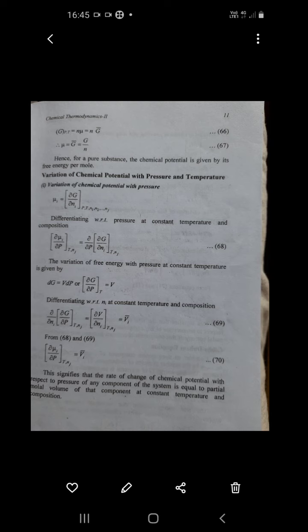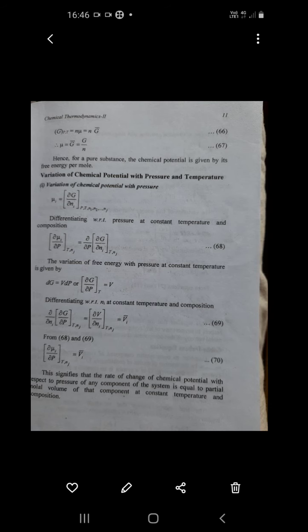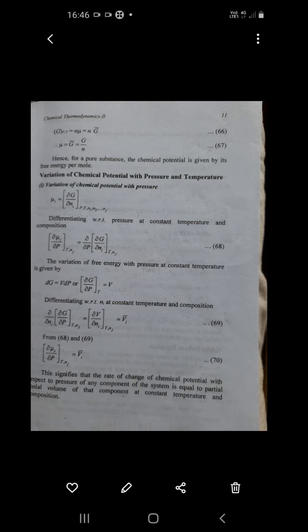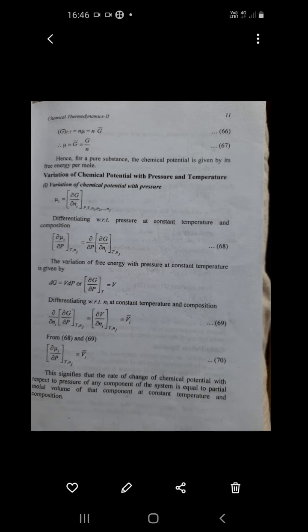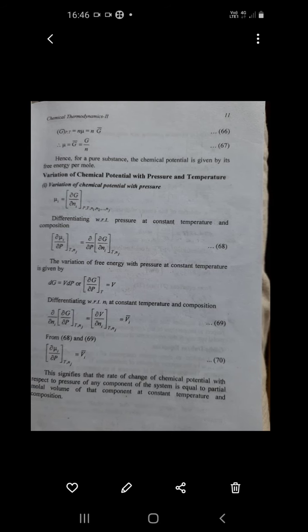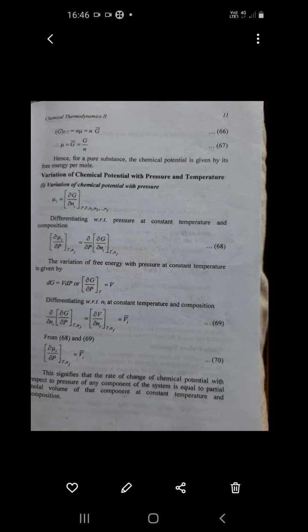Now differentiate with respect to Ni at constant temperature and composition. Then the equation can be written as ∂/∂Ni of (∂G/∂P) at constant temperature and number of moles of jth component is equal to ∂V/∂Ni at constant temperature and nj, which is equal to V bar i. So equations 68 and 69 tell us that ∂mu i/∂P at constant temperature and nj is equal to V bar i.